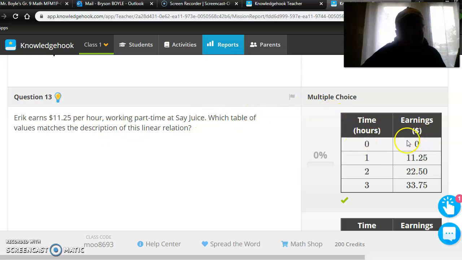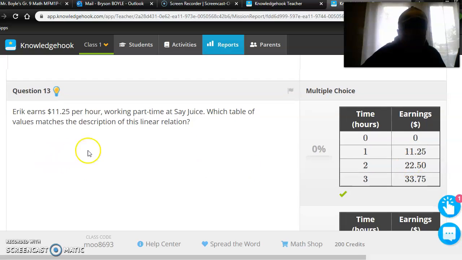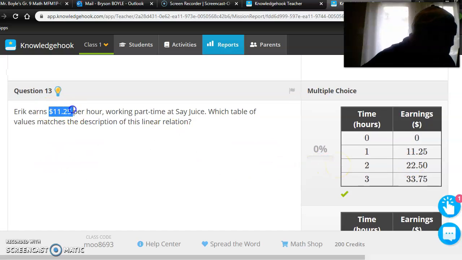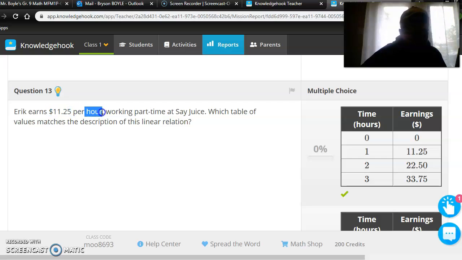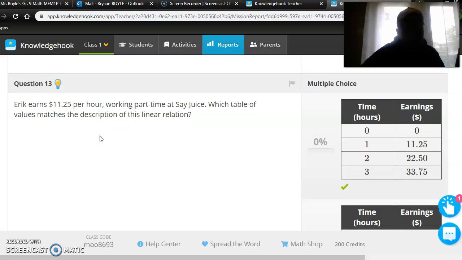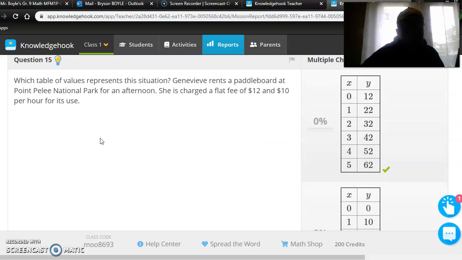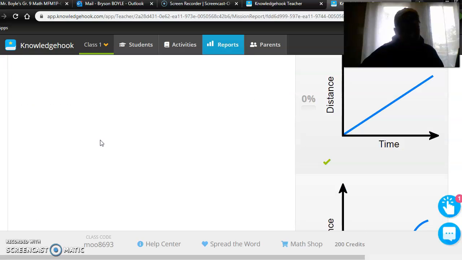No, he doesn't. If he works 1 hour, he makes $11.25. If he works 2 hours, he makes $22.50. That's just the table of values that matches. $11.25 is the multiplier. Per hour is what your time's going to be multiplied by. There's no constant for this one, right? Just do your best to get through this mission.